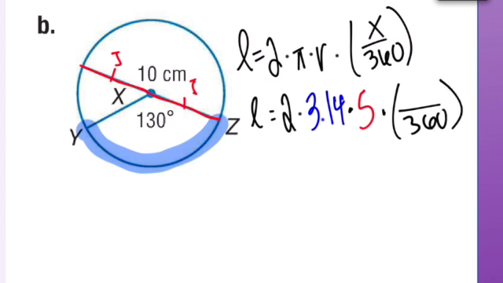So what do you think my angle x would be? Yep, and it is going to be 130. So 130 degrees over 360. So I'm going to go ahead and just divide 130 by 360. So this is going to give me 0.3611. And I'm just going to multiply that to everything else.